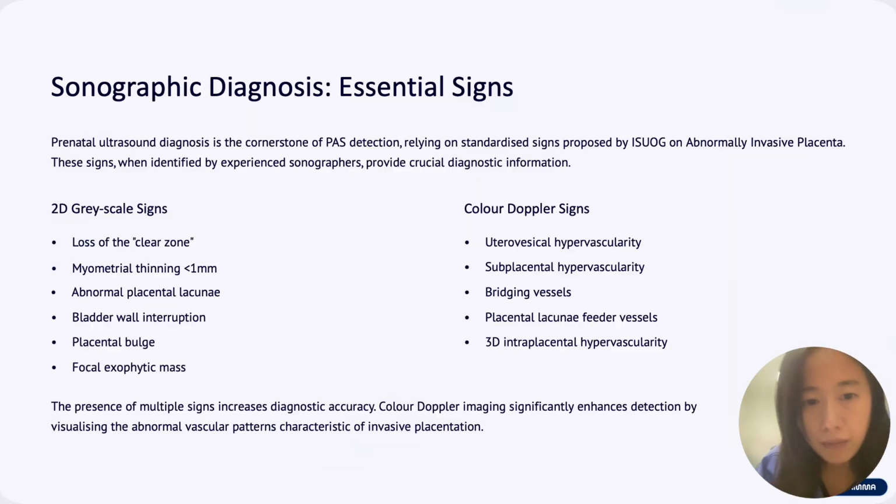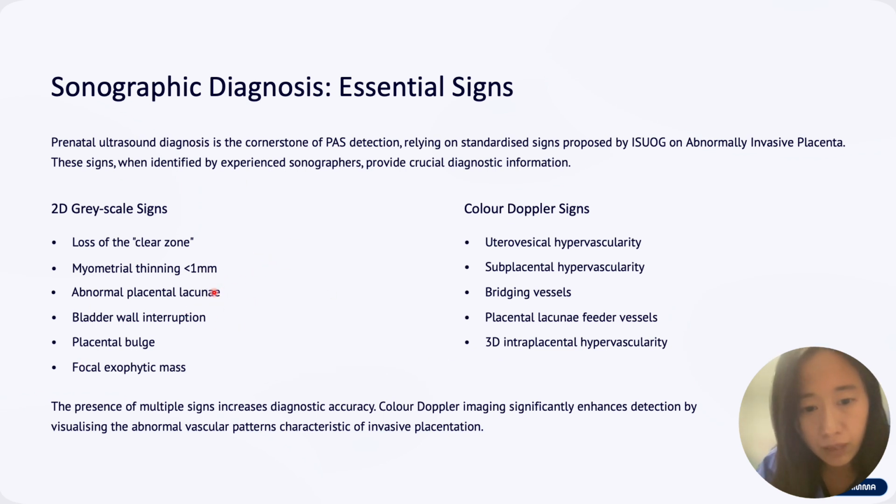So, to sum up, essential signs for the detection of PAS. 2D grayscale signs: usually we always start with loss of the clear zone. We press on the placenta and then release. There should be a black hypoechoic zone, the clear zone. If it is lost, then behind the clear zone there's a white layer, the myometrium. How thick is it? It needs to be quite substantial. If it is thin, less than 1 millimeter, or completely lost, then we go back inside to look for any placental lacunae.